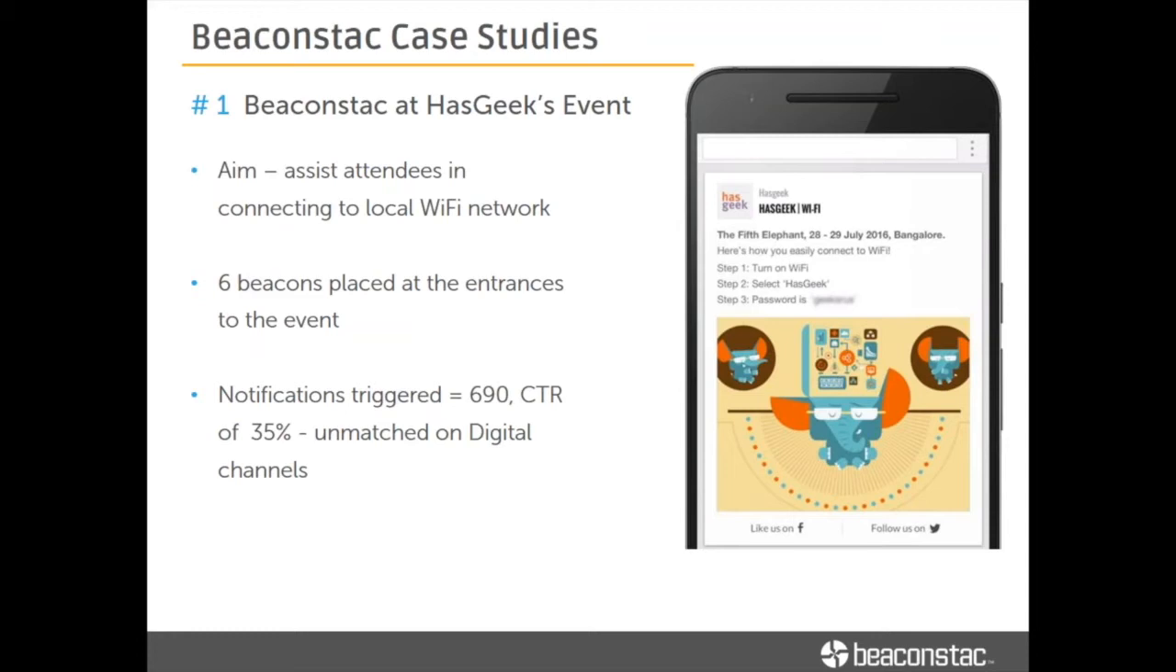The main aim here was to inform customers about the steps involved in connecting to the Wi-Fi network available at the venue. The way the campaign worked was 6 beacons were installed at the entrance to the event, and as attendees approached the entrance, they received a notification on their phone. Once they clicked on the notification, a simple 3-step procedure on how to connect to the Wi-Fi was broadcast through a card. For those of you wondering what a card is, it is a web-based UI layout offered by the Beaconstac platform. It is unique to us and it's not very commonly available on other platforms.